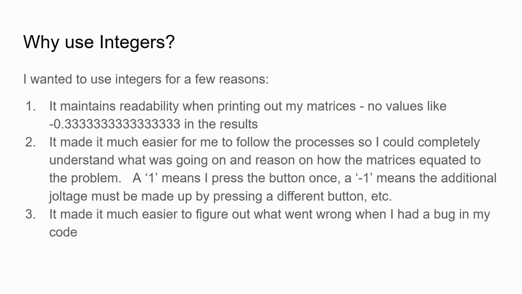Now I decided to use integers for a couple reasons. I like to, as I'm going, be able to print out my matrices and not have long strings of digits or have fractions in the results. Keep them easier to read. And it made it easy for me to follow so I could completely understand what was going on and reason how they equated to the problem. 1 means I press the button once, and -1 means the additional voltage must be made up by pressing a different button, etc. And it made it a lot easier to figure out what went wrong when I had a bug in my code.